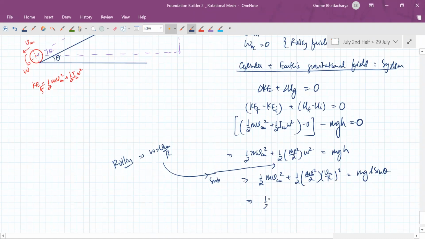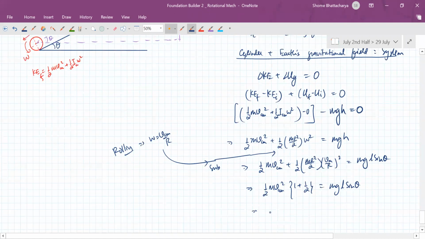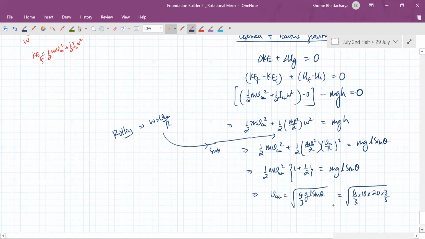If you take half mv square common, we have 1 plus half. So we have this value of vcm now, which will come out to be square root of 4 by 3 gL sine theta. So substitute those values. L was 20 meters and sine theta was 3 by 5.